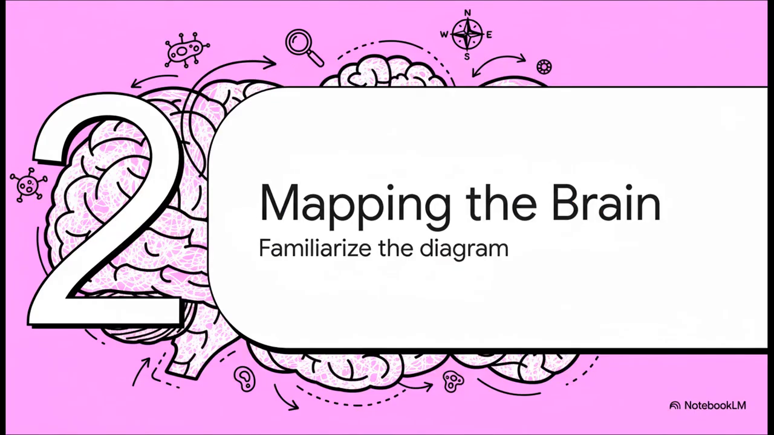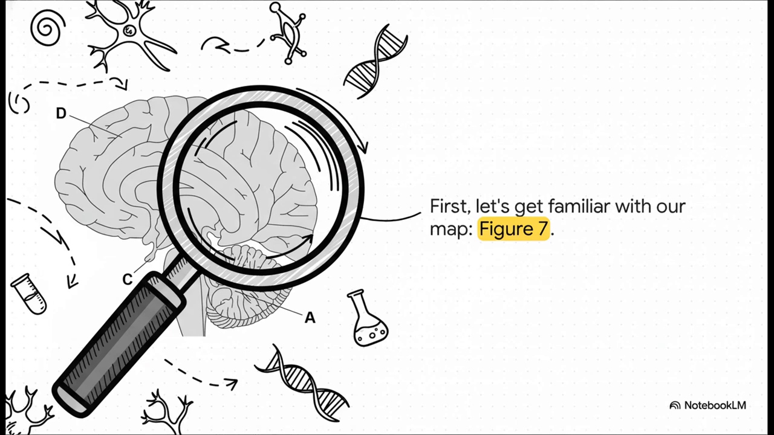Right. Before we can answer anything, we need to get our bearings with the diagram they've given us. So that brings us to section 2, mapping the brain. Here it is. This is our map for this entire question, figure 7. Before we even dream of answering a question, we need to be clear on what labels A, B, C, and D are actually pointing to.